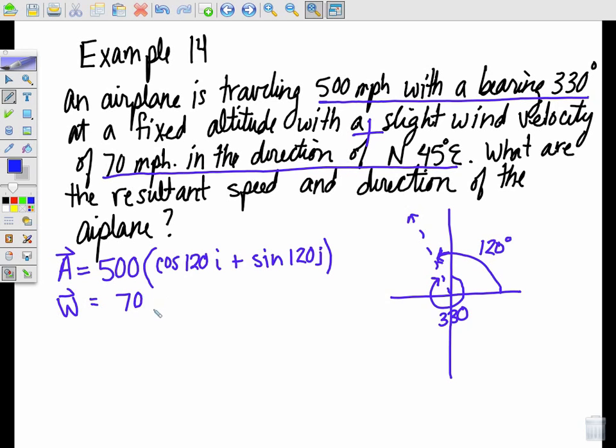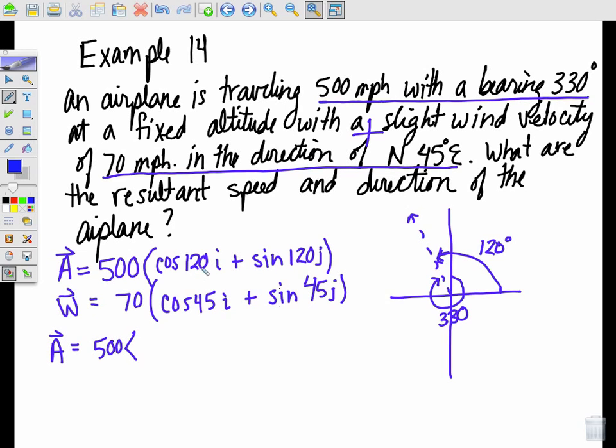Now your wind vector, I'm going to call it W, would equal 70 for the velocity, and at 45 degrees would be cosine of 45 i plus sine of 45 j. Okay, so what I need to do is find these vectors in component form, and then we will add them together. So vector A in component form.